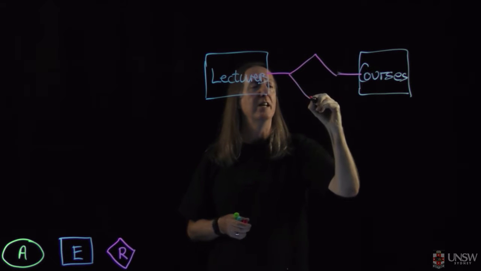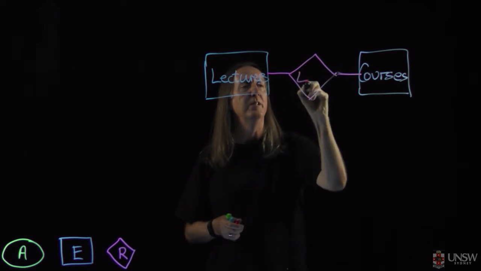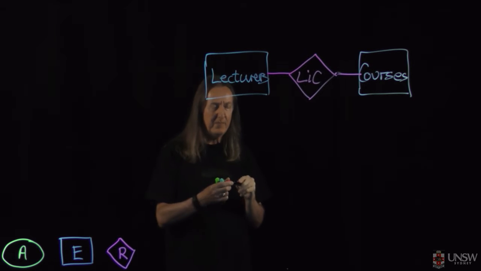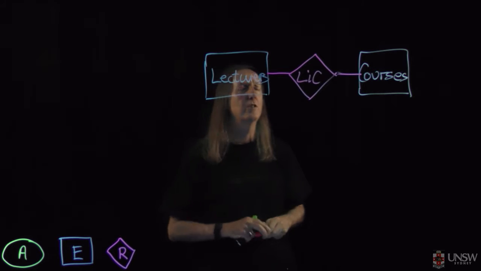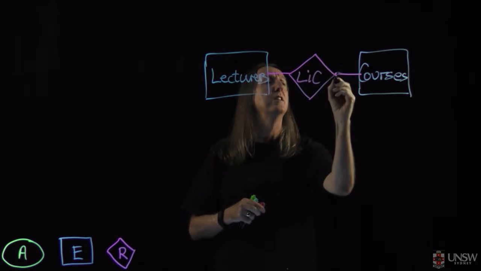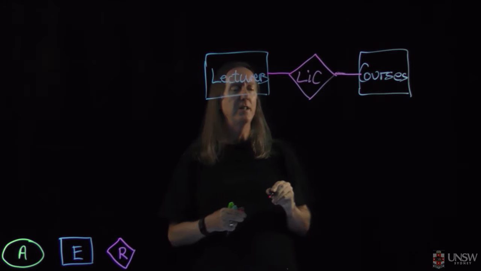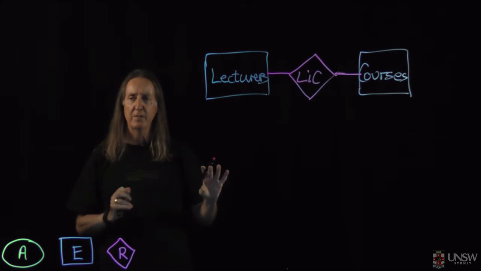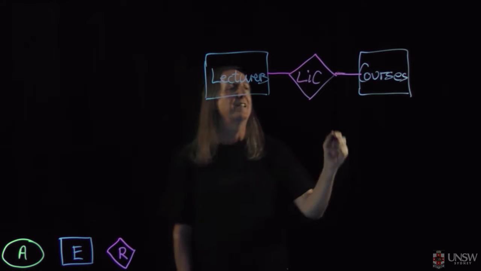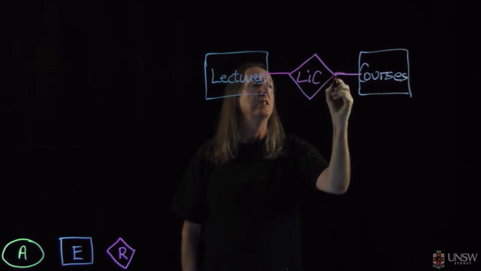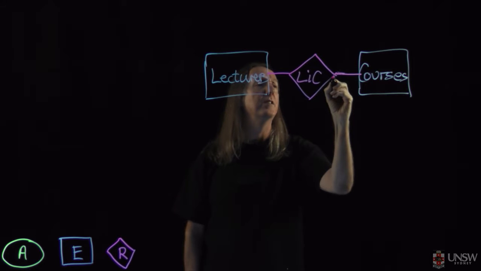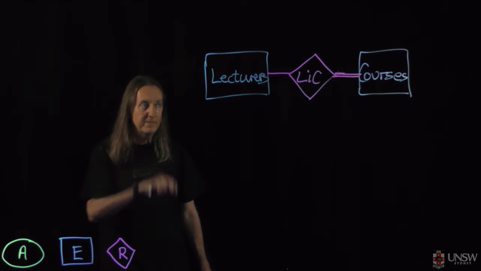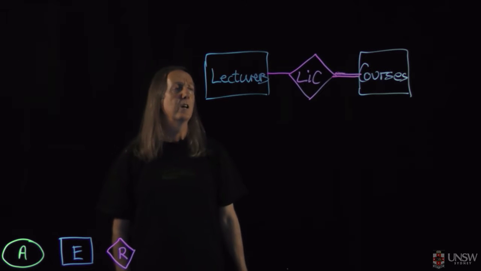lecturer in charge, changes that a little bit, and I'll just write that as LIC, lecturer in charge. In this case, every course has to be assigned a lecturer in charge. So that's total participation of that entity in that relationship. Every course entity has to be involved in this relationship. We indicate that either by a thick line or by doubling up the line.